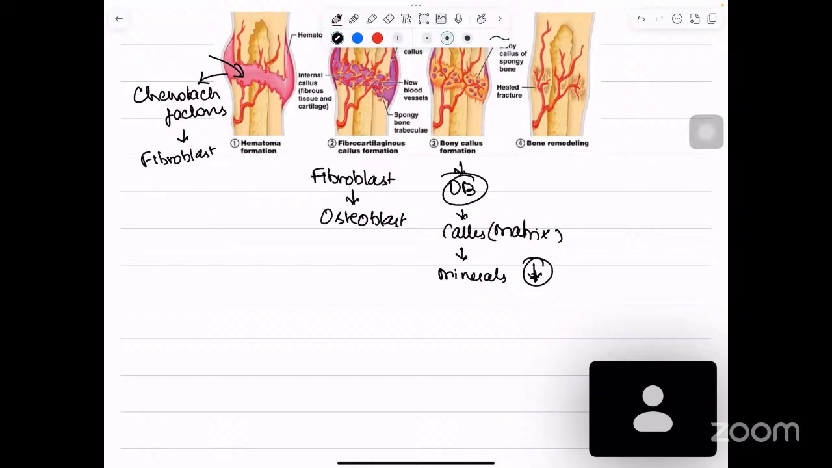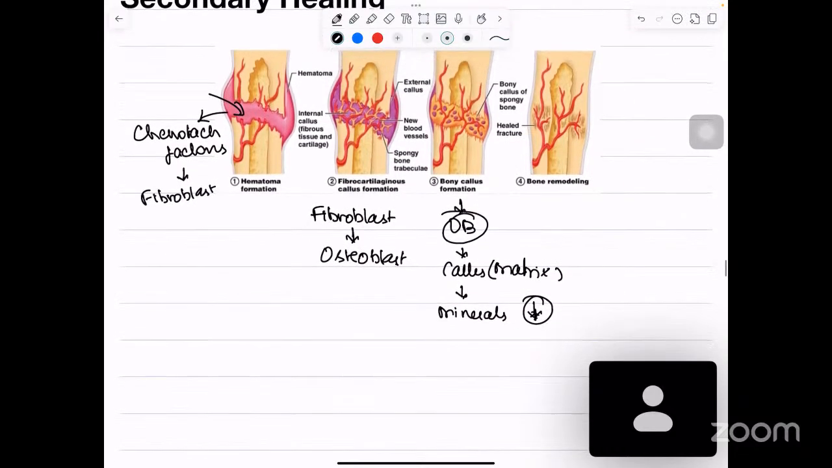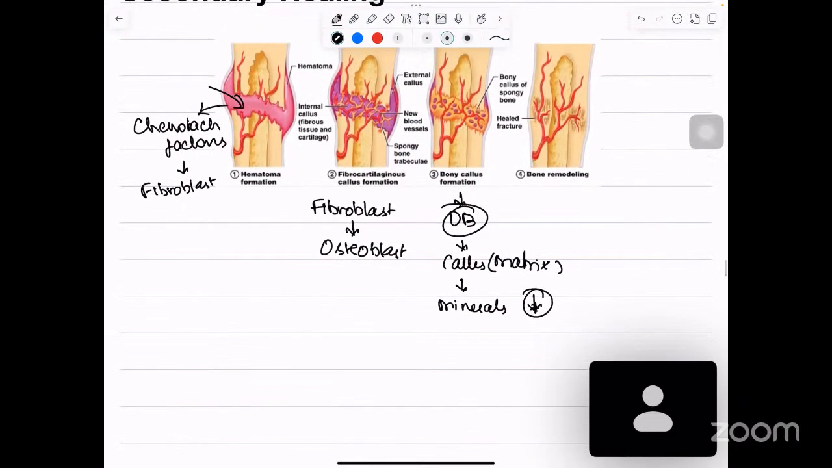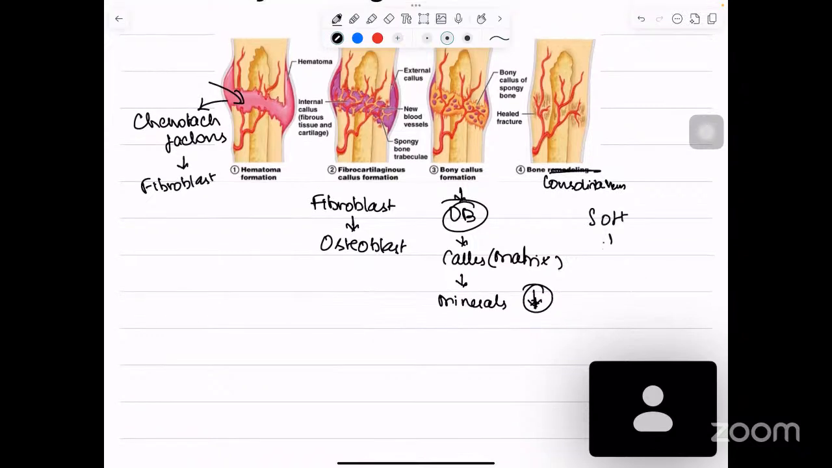So this is more of a soft callus. Next is consolidation, not exactly remodeling, consolidation. This soft callus will be converted to hard callus.